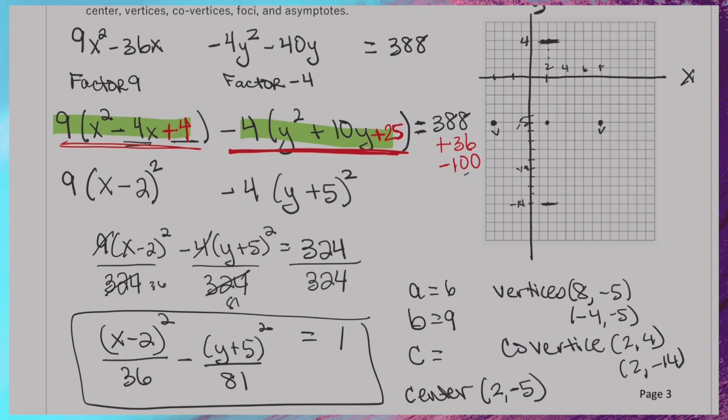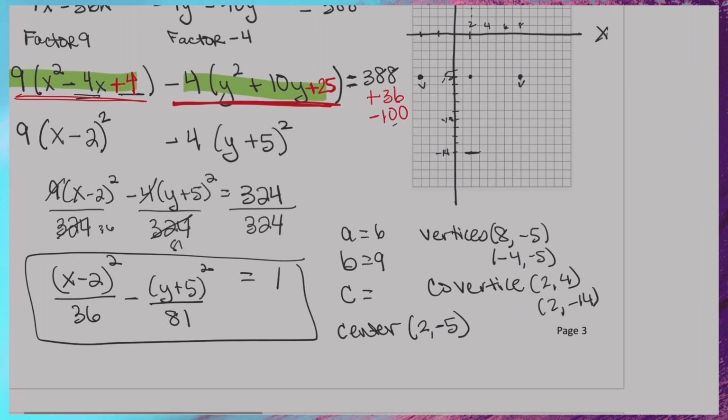All right, and then lastly is the foci. I'm running out of room here. From the center, we're going to go left and right c units. I don't know c though, so let's find c. c squared is equal to 81 plus 36, which means c is going to equal the square root of 117, which is around 10.8-ish. So from 2, here's 6, 7, 8, 9, 10.8-ish. There's a focal point.